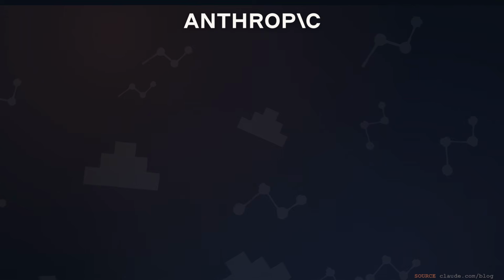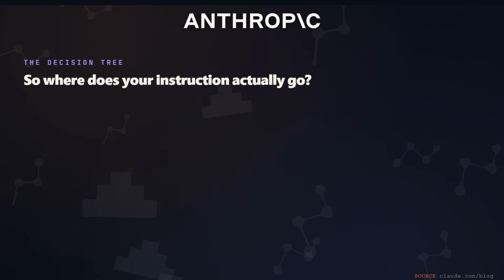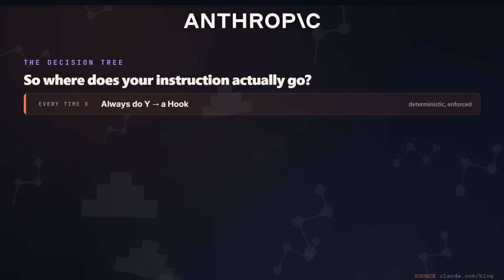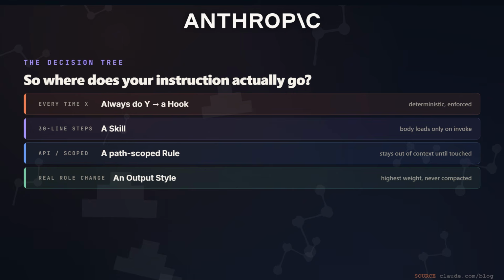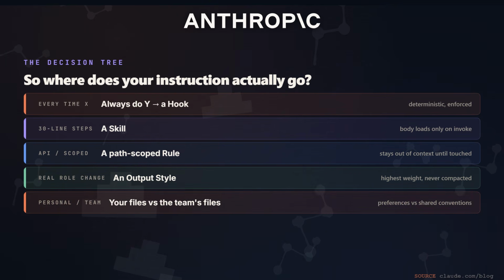Back to the video. So put it all together. Where does your instruction actually go? If it has to happen every time, it is a hook. If it is a long procedure, it is a skill. If it is scoped to part of the codebase, it is a path scoped rule. If it is a real role change, it is an output style. Personal preferences go in your own user files. Project preferences go in the team files everyone shares. 7 methods. 1 decision tree. And the whole point is that Claude.md is not the answer to everything. It is just one box on this map.